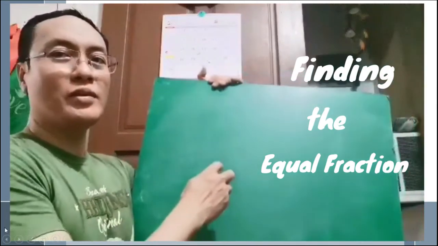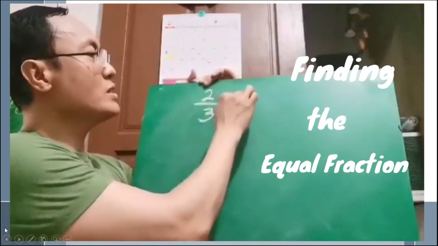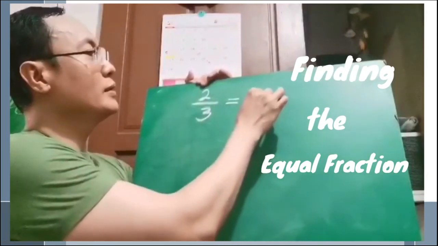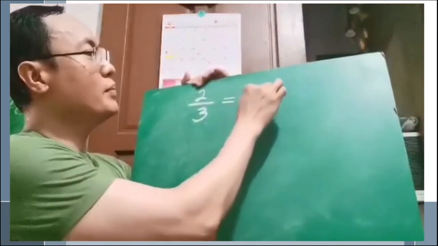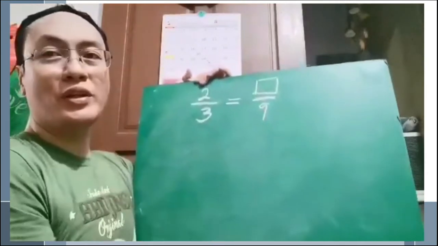Okay, finding the equal fraction. Let's say 2/3 is equal to 9 blank. Okay, so the other numerator is missing.